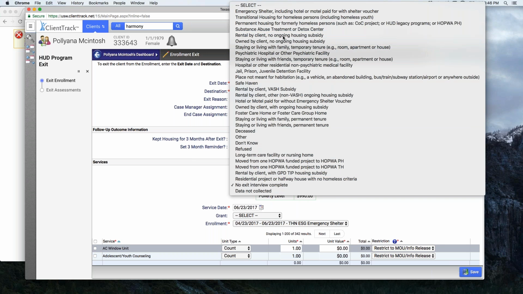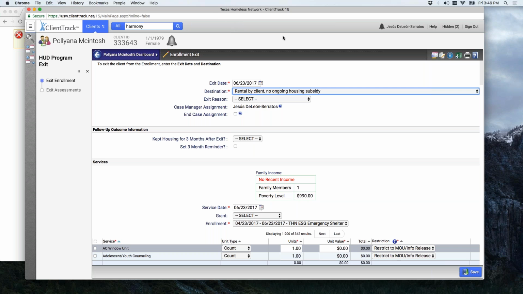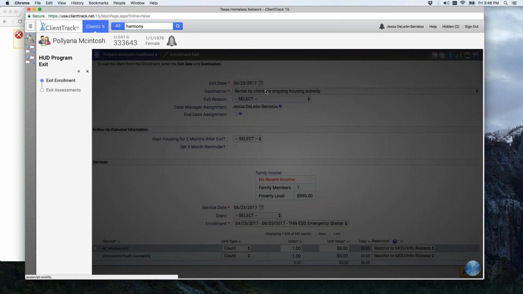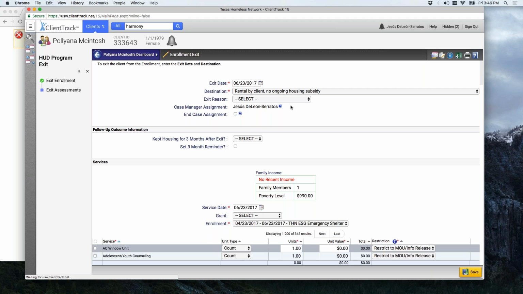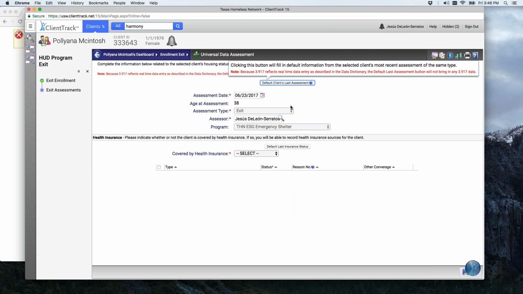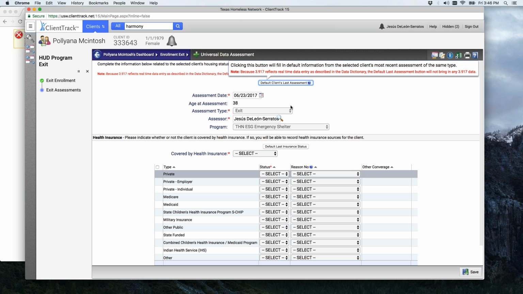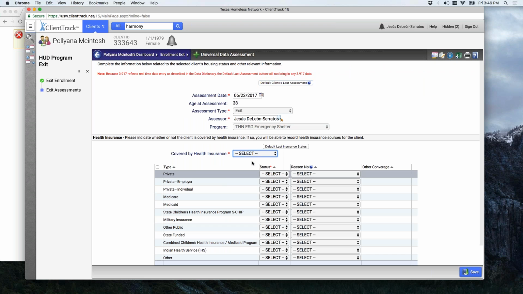Let's just say that he went and rented a house now because you guys helped him so much that he's off the streets for good. When I click save, remember how it didn't ask me questions before because there was no exit interview? Well, now you have to answer here. What's the situation here?